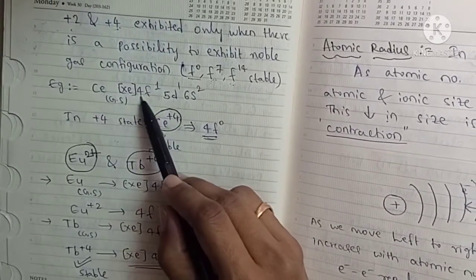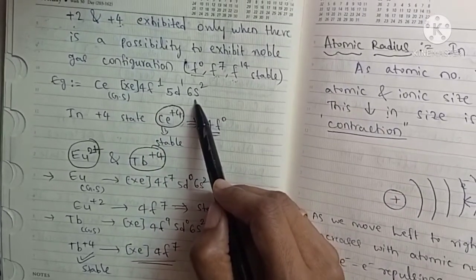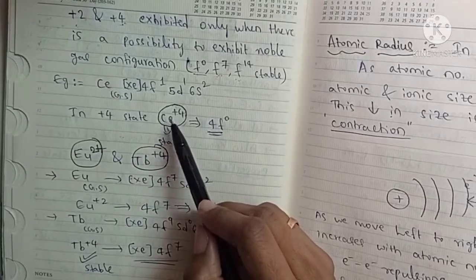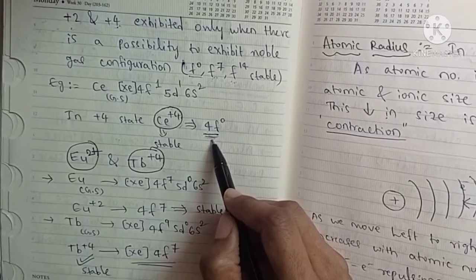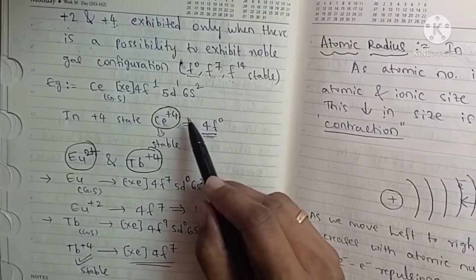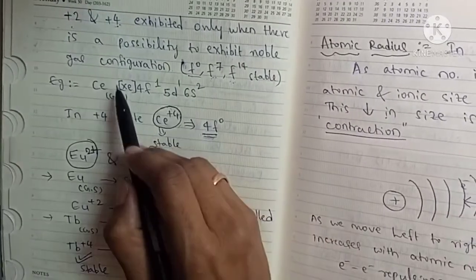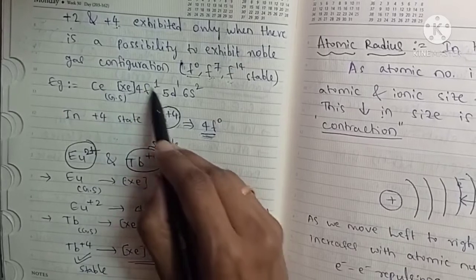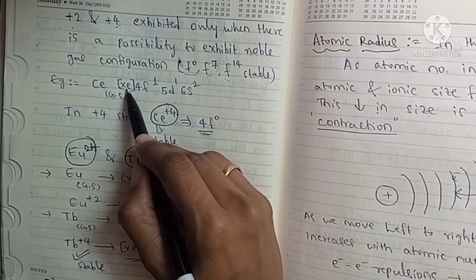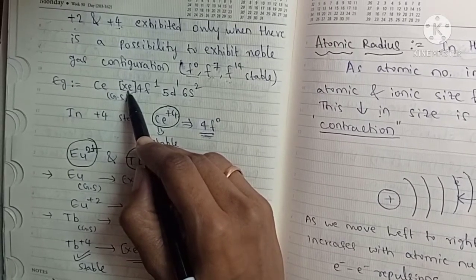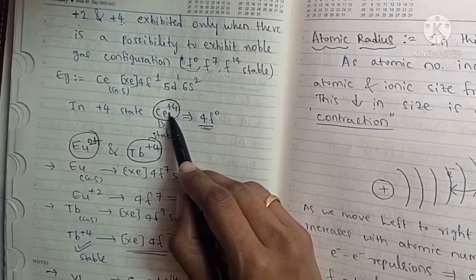cerium has the outermost electronic configuration 4f1, 5d1 and 6s2. If it loses 4 electrons, it will become 4f0, and the shell before this is fully filled. If it loses these 4 electrons, it will attain the xenon electronic configuration, meaning the noble gas configuration. That's why it exhibits the +4 oxidation state, which is stable for cerium.